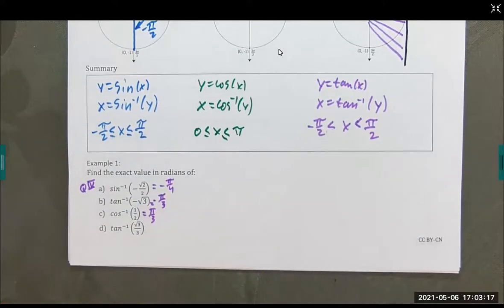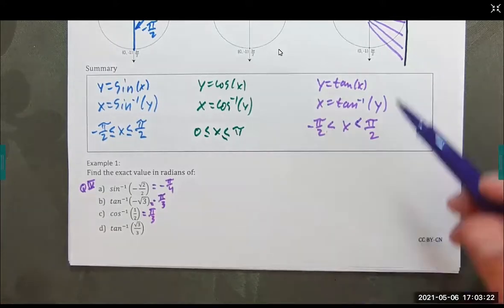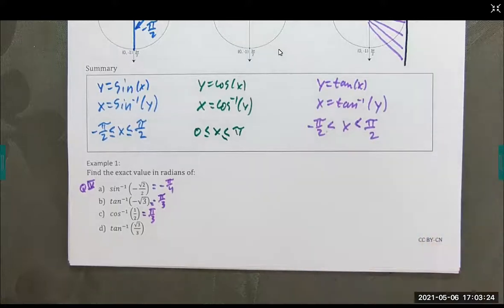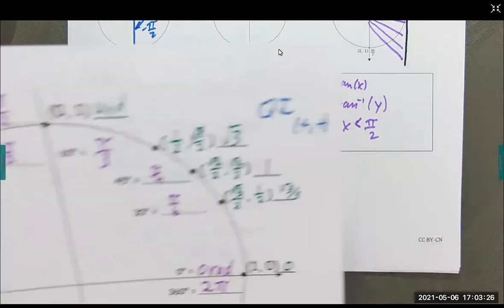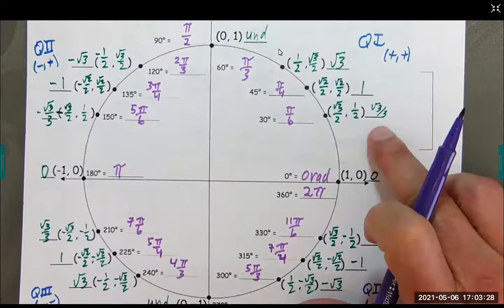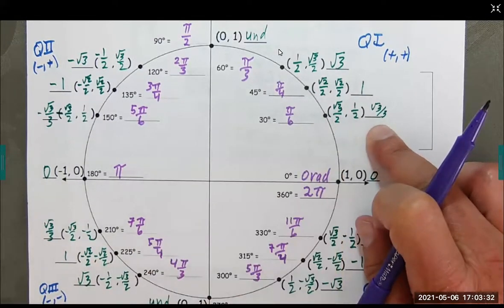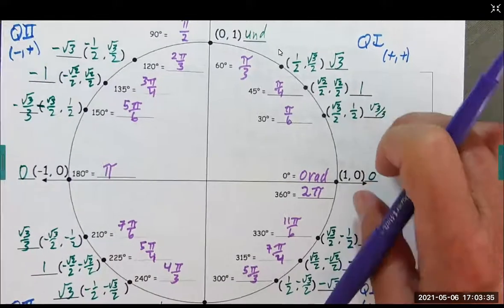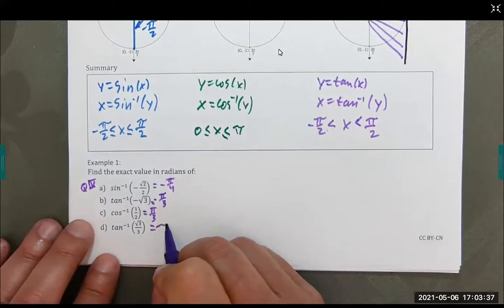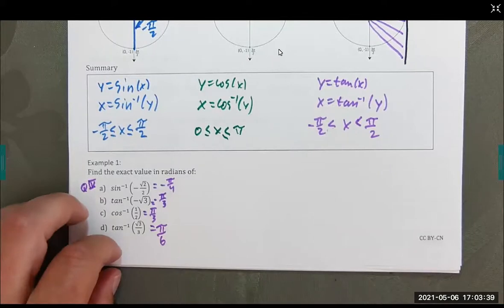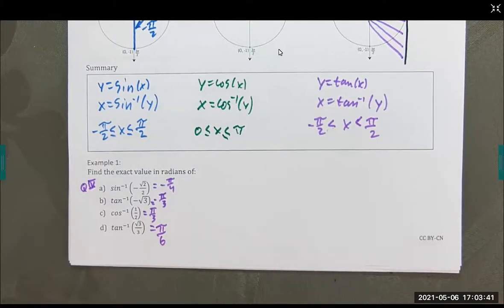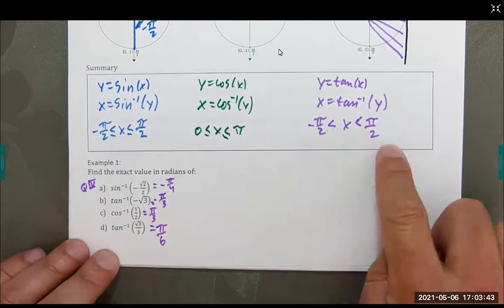Inverse tangent is positive in quadrant 1. It's actually positive in quadrant 3 as well, but it only exists in quadrants 1 and 4. So where's tangent root 3 over 3? We're here at this angle, pi over 6. I know it's a lot to keep track of, but this is really going to help.